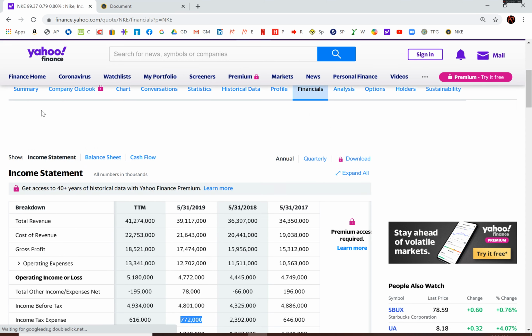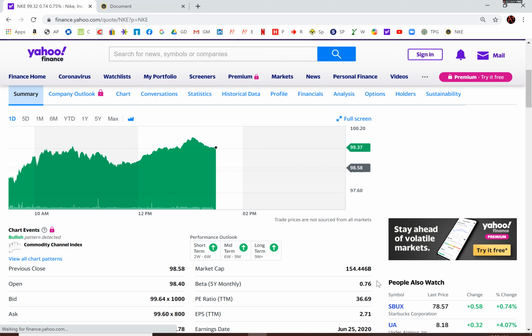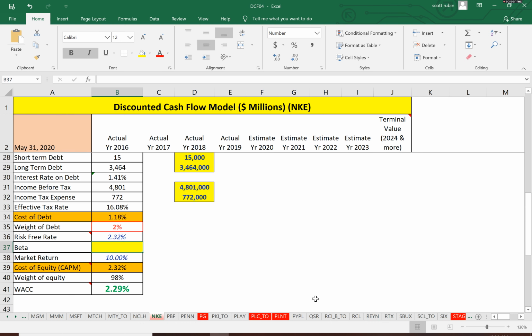Now we need to look at the beta because we want to find out their cost of equity. 0.76. That's a really good beta. It's very low volatility because a beta of 1 means the price of the stock moves with the market. When it's under 1, it moves less than the market. So it doesn't have as many big jumps up and down, which is actually a good thing.